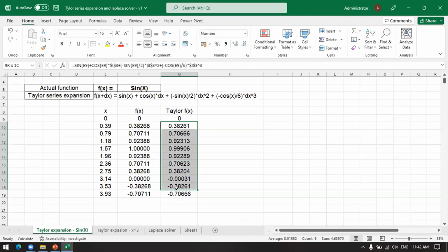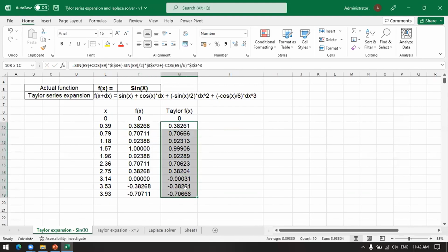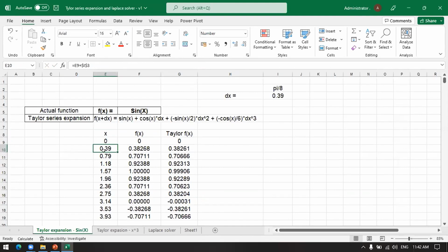All the values in this column are the Taylor series values, and these are, let's say, the actual values of the function. If you compare the left and right columns, you will notice we are very close in approximating the value of the function. The Taylor series values are very close to what we have here. But the important thing to remember is the delta that I am using. In this formula, my delta or dx is 0.39, which is essentially pi by 8. So every value is incremented by pi by 8.